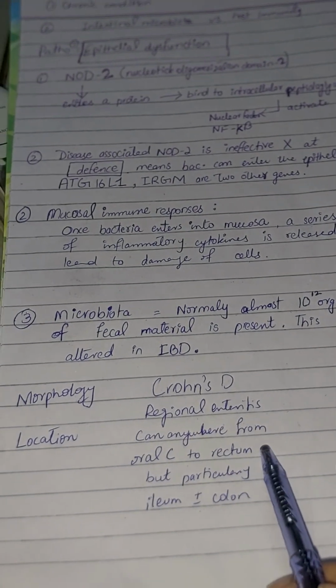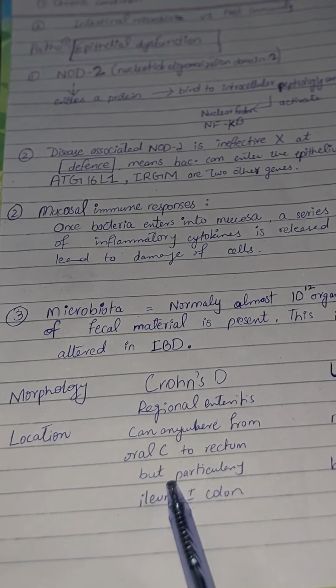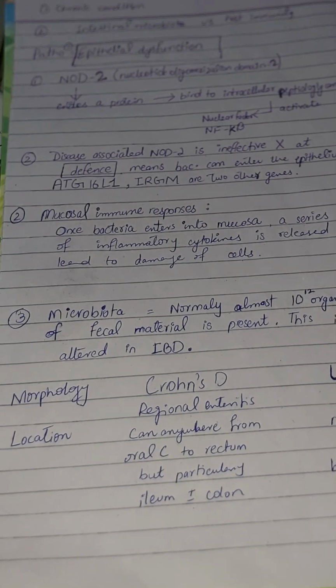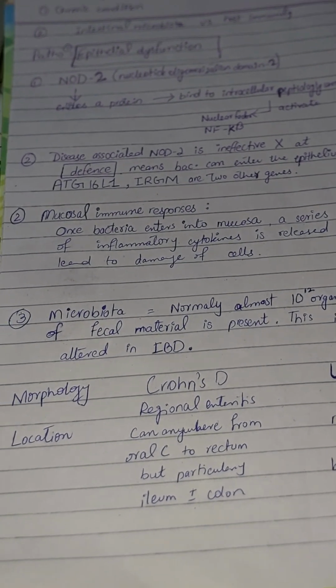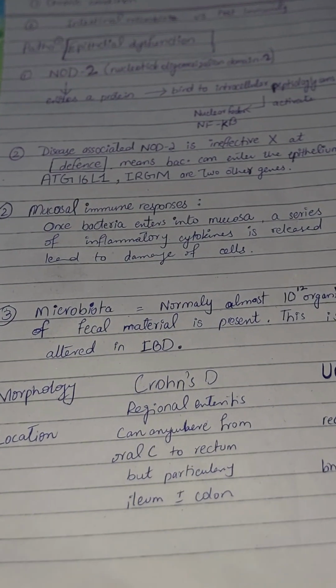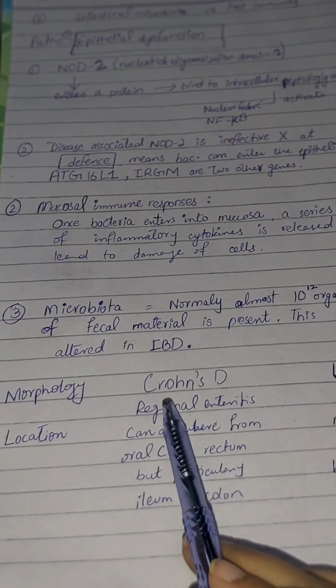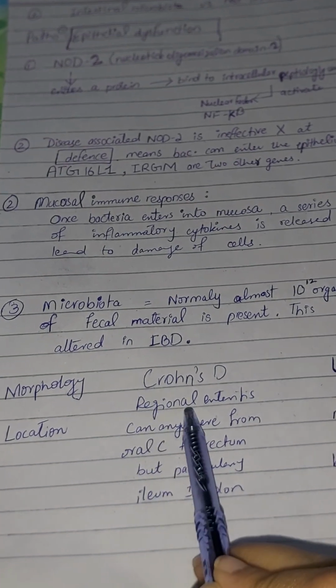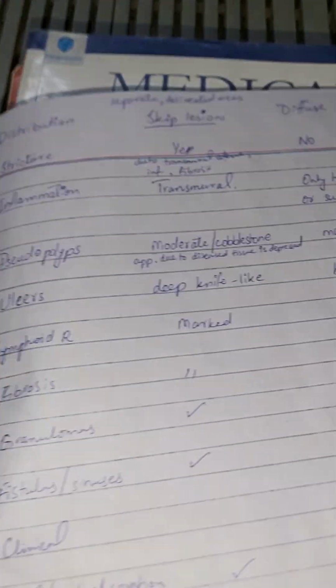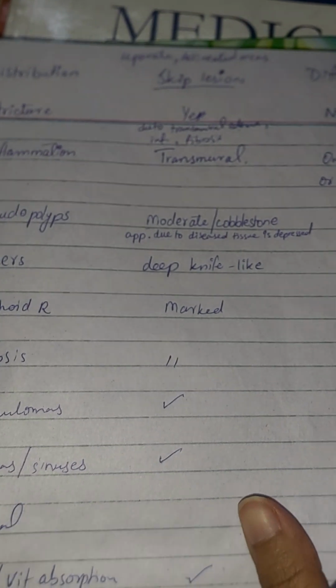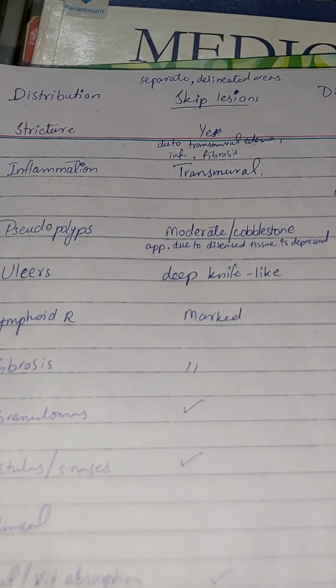It can occur anywhere from the oral cavity to the rectum, like at any point in the oral cavity, in the esophagus, in the stomach, or in the small intestine or large intestine. Okay, it can occur anywhere. That's why it is called regional enteritis. Okay, after that, let's discuss the distribution.